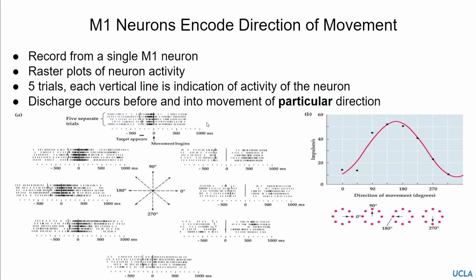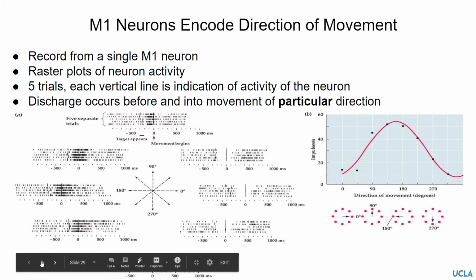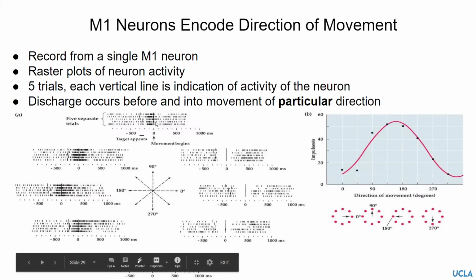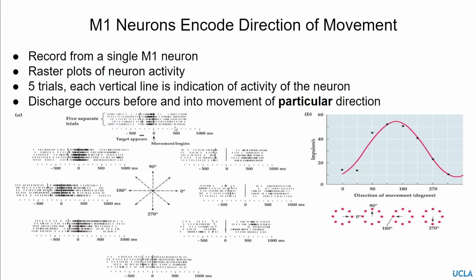So what you see here are action potentials. That's what each one of these dashes are. And this is where the movement begins. So this would be where the monkey would start to move towards that direction. So in this case, it'd be 90. Okay, so from its start point, it moved towards the 90, which you can see here. So it would have started to move there to touch that. So when that happened, this is where that movement began. And then you have a full second on either side of it. Okay?